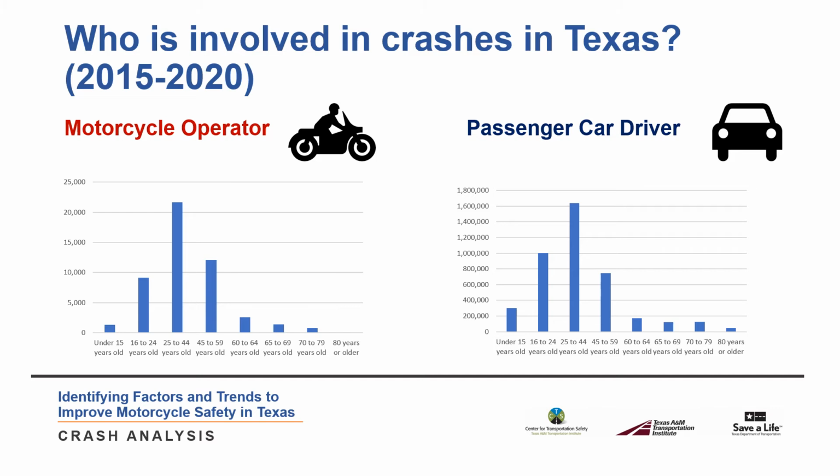The largest proportion also was 25 to 44 years old, accounting for 39% of our drivers, but the next, or second largest age group, was 16 to 24 years old, accounting for 24% of our drivers. So we do start to see differences in the ages of drivers involved in crashes.